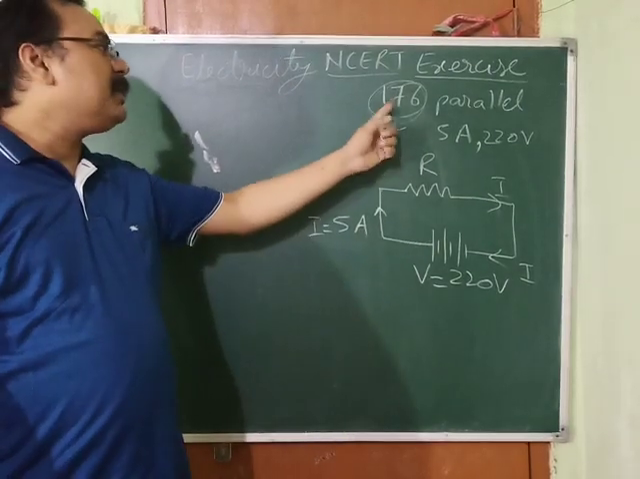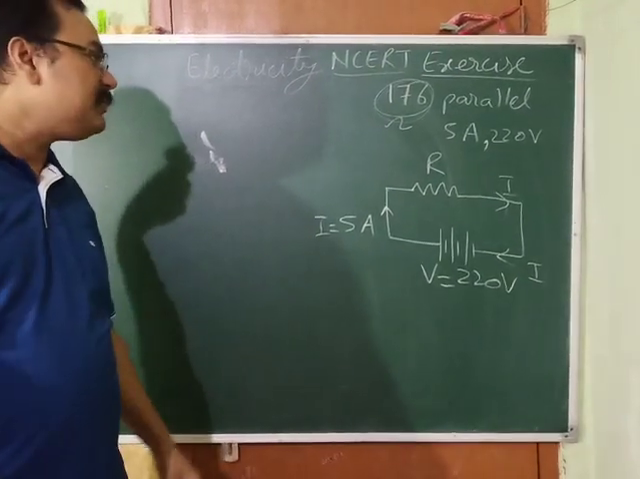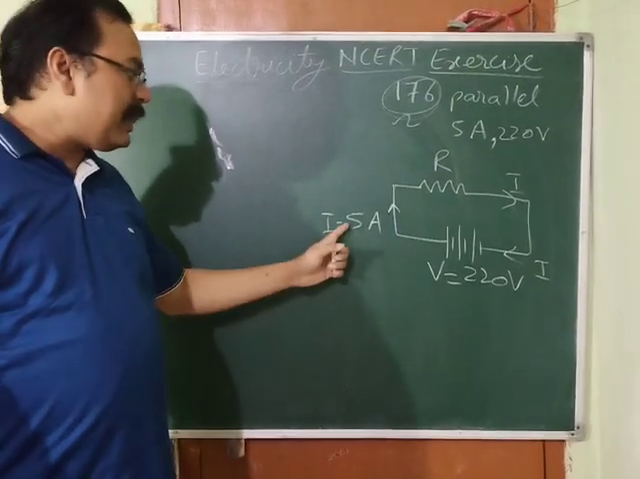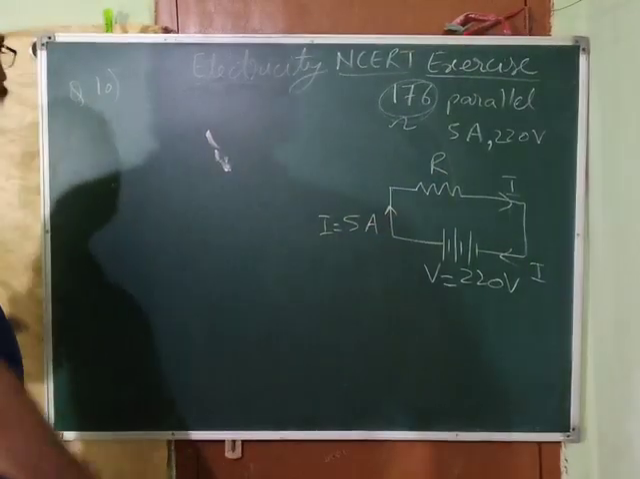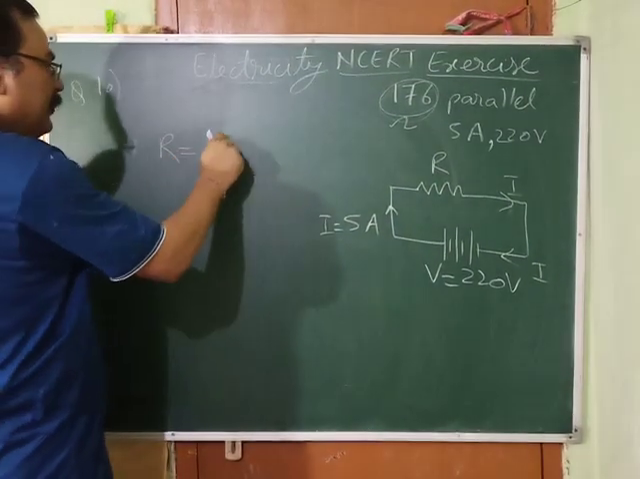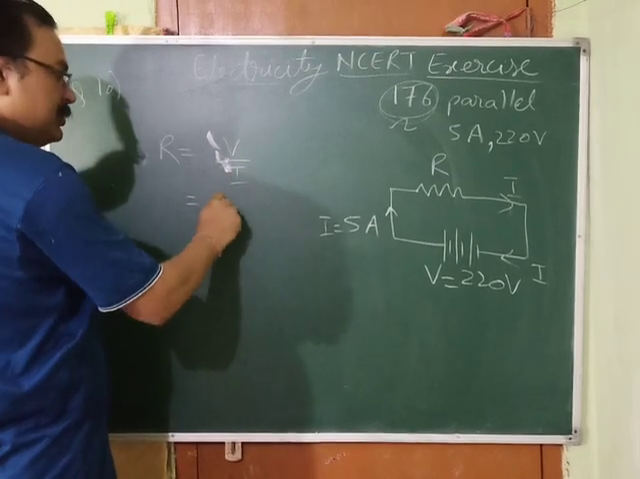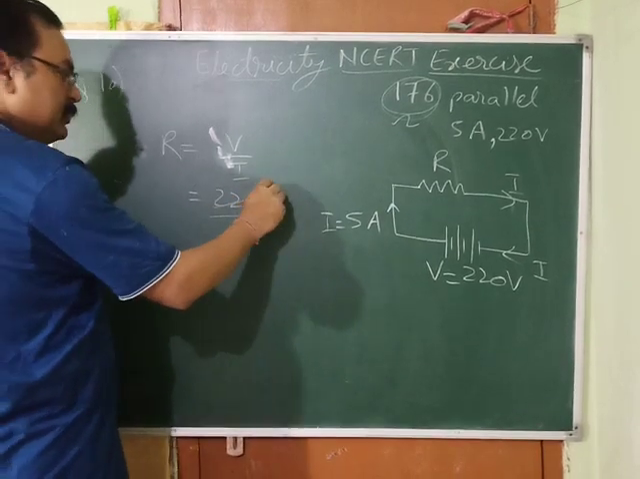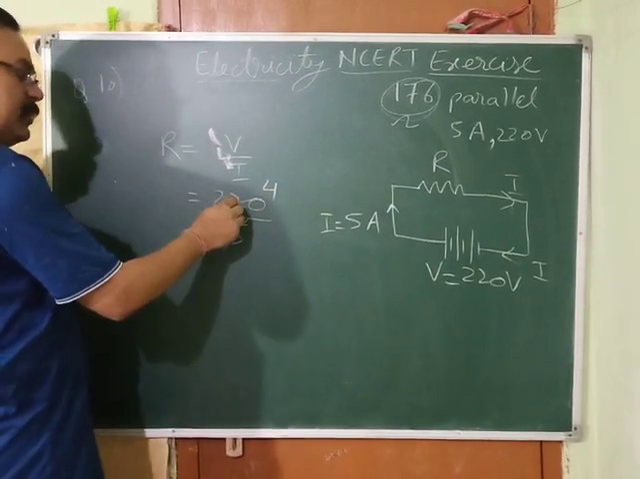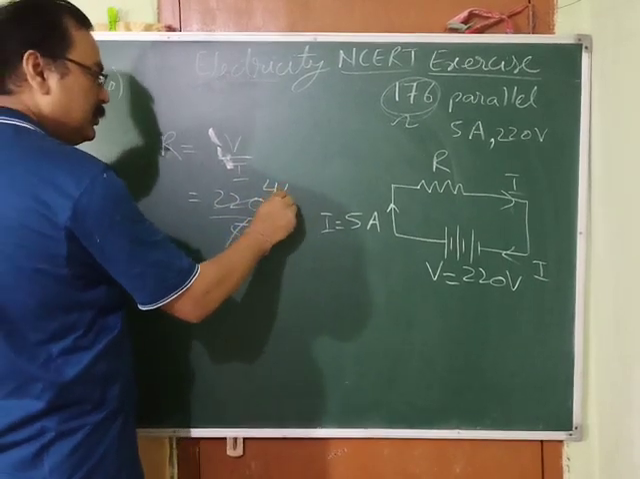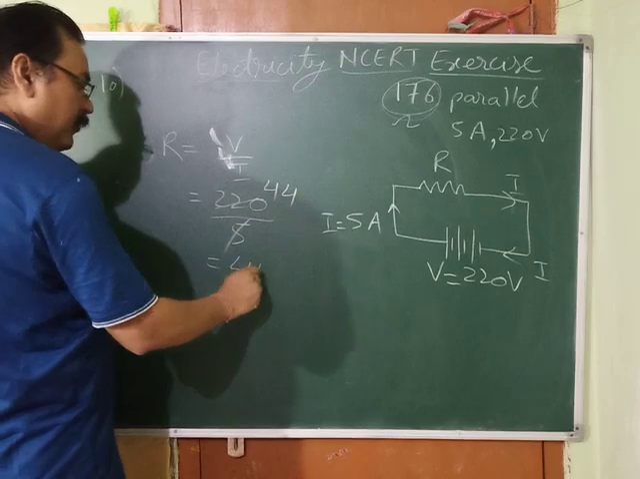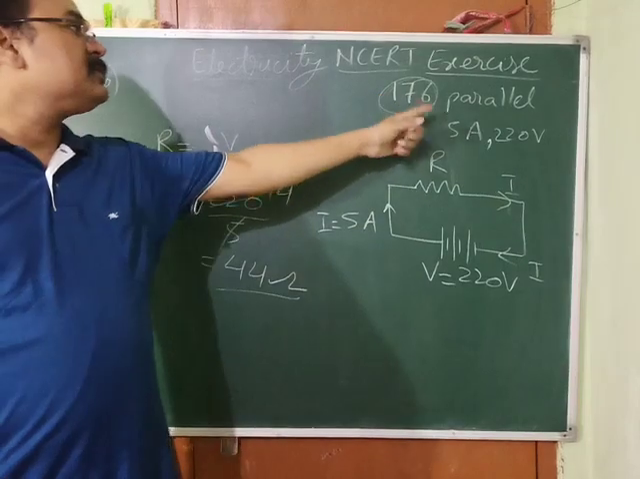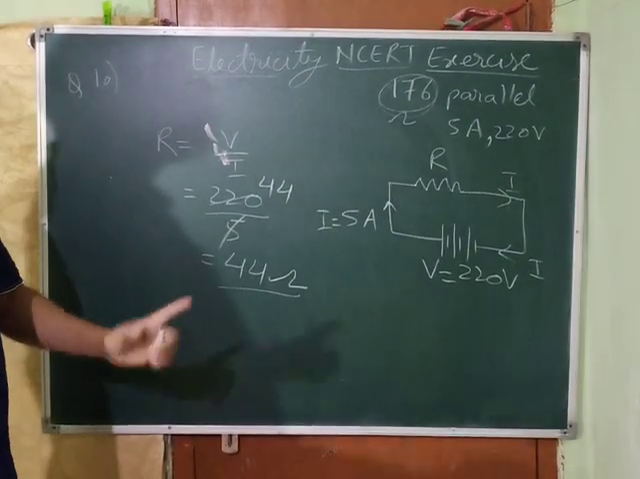We have to find out how many resistances of 176 ohm we have to connect in parallel. Before knowing that, we must know the total resistance here. I is given, V is given, so can you find out R? Obviously, we know that R is equal to V by I. V is 220, I is 5. So 5 4s are 20, and we get 44 ohm. So we have to get 44 ohm by connecting 176 ohm resistors in parallel.